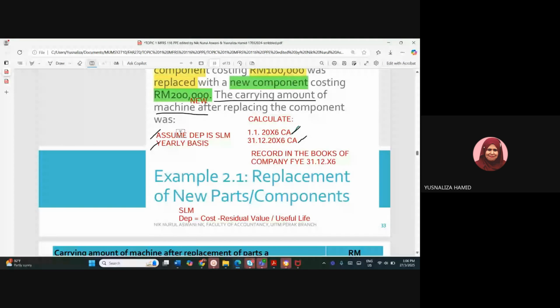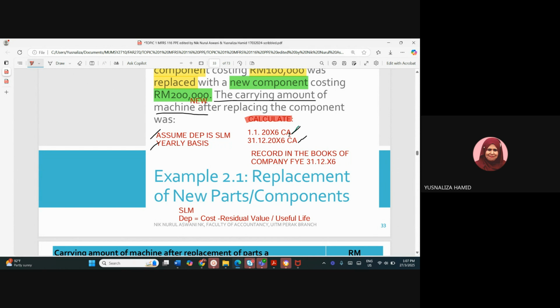So I have included the information. So I want you to calculate not only the carrying amount, or carrying amount is what? Cost minus accumulated depreciation. So I want you to calculate the carrying amount on 1st of January 20x6 after the component was replaced, the old was replaced with a new one. And then I want you to calculate also the carrying amount by the end of the current year, 31st of December 20x6. So meaning that first beginning and then at the end.